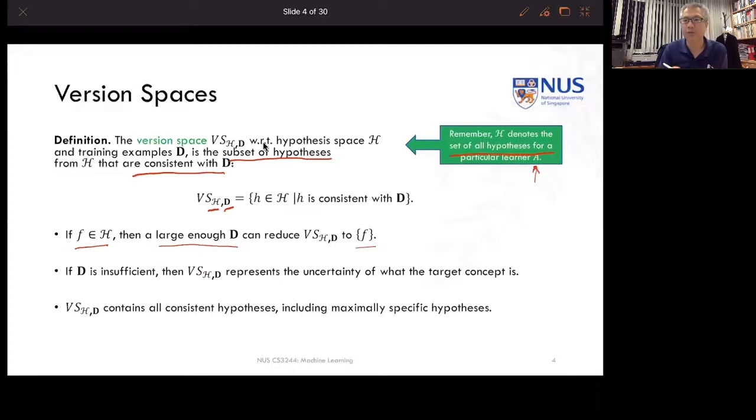But oftentimes we won't have enough data points to locate the concept exactly. Sometimes it'll be insufficient, actually most of the time. Then we can say the version space's size represents the amount of uncertainty on what the target concept actually is. So with this definition, we can see that the version space actually contains all the consistent hypotheses, including ones found by FindS.